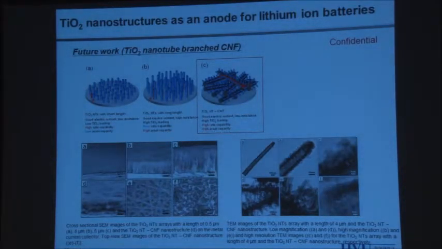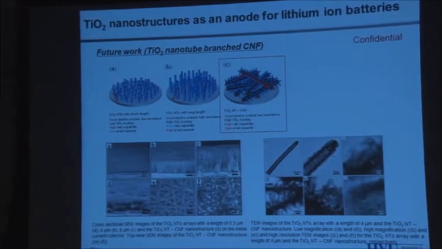So this is for the future study. What we're going to do is study the effect of the length of the titanium on the rate capability of this titanium anode material. Also, by making titanium with some branched carbon nanofibers, which can give us some electron paths between this titanium material, we will see how this attached branch type of carbon nanofibers will affect the rate capability of the titanium material.